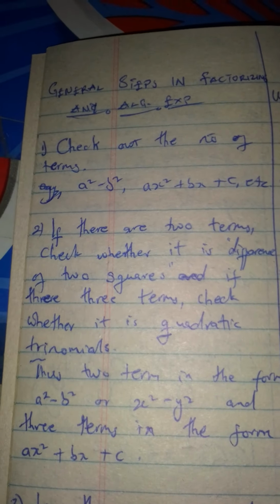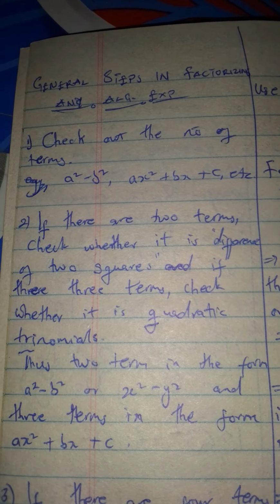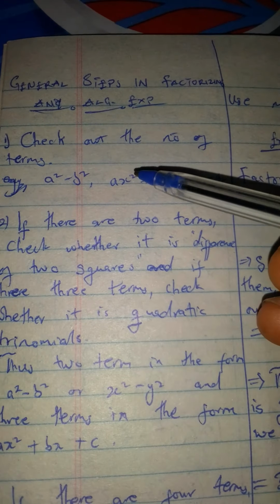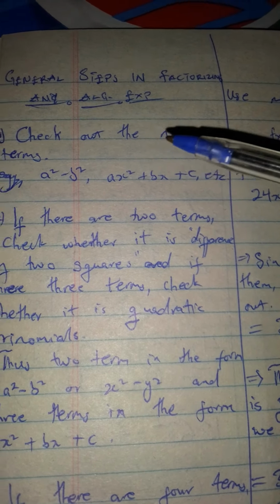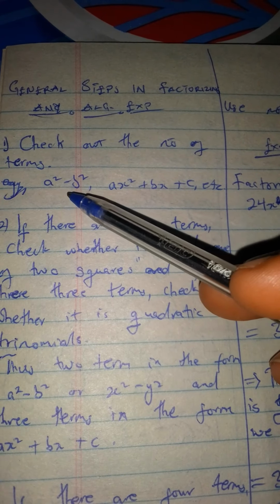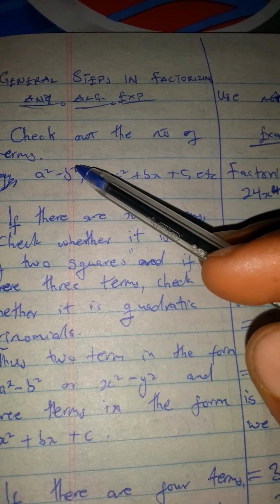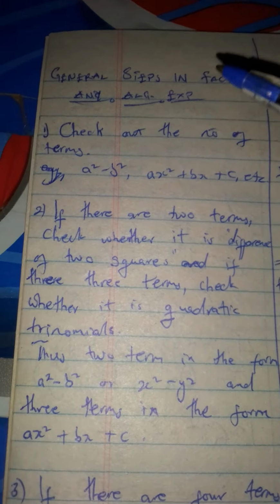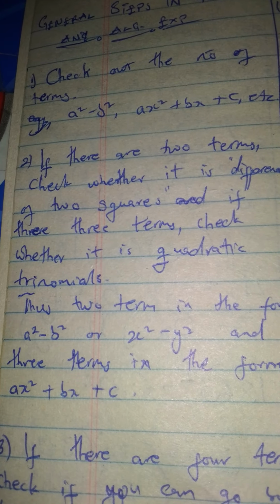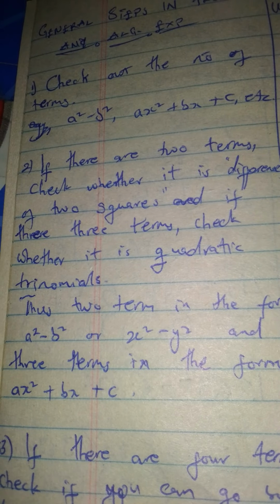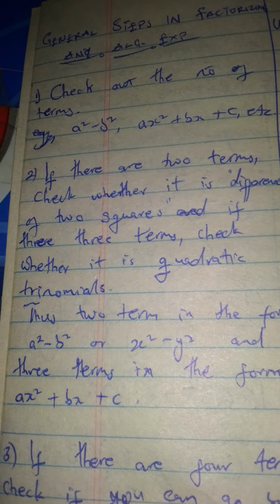Then the next thing you need to look at, if there are two terms, is to check whether it is a difference of two squares. ax plus b, right? This one is not a difference of two squares, but if it is of the form a squared minus b squared, that is a difference of two squares. If it is two terms, you check that before you factorize. If you check and it is not a difference of two squares, do not apply the difference of two squares method.